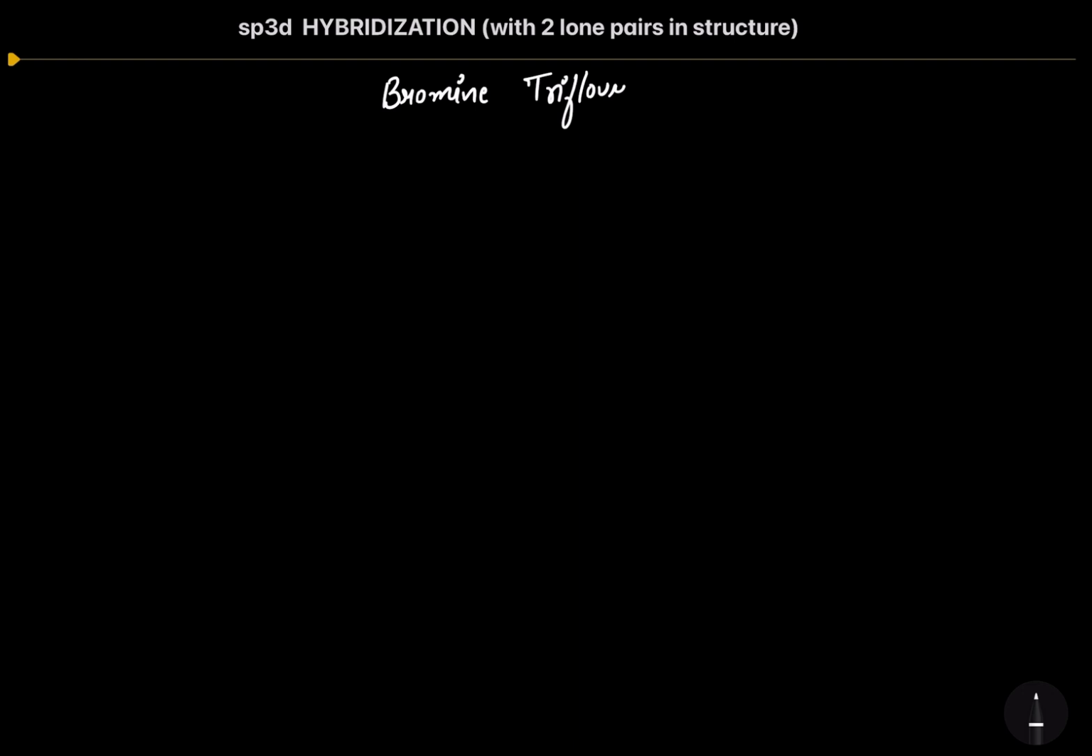My dear students, today's topic for the lecture is the sp3d hybridization with two lone pairs in the main structure. For this case, I'm taking the example of bromine trifluoride. So our today's example is bromine trifluoride, that's BrF3.